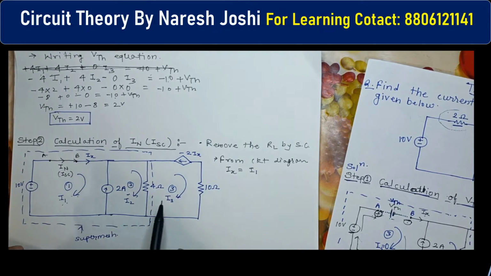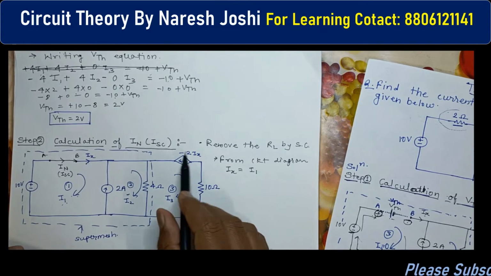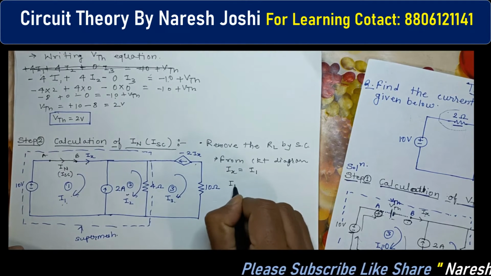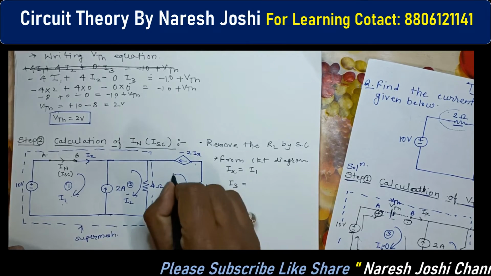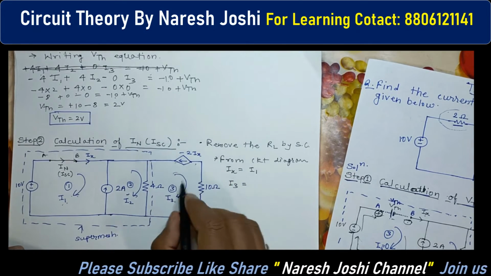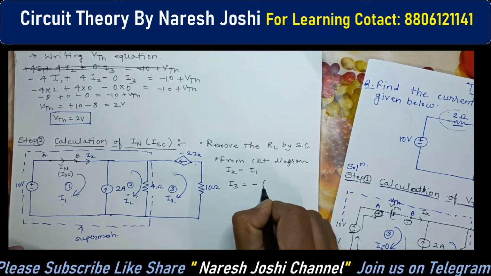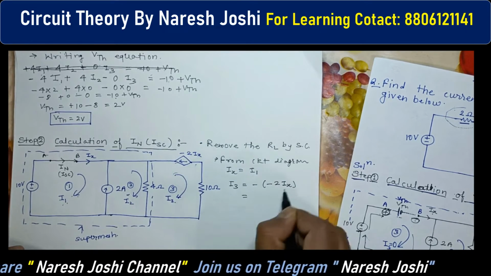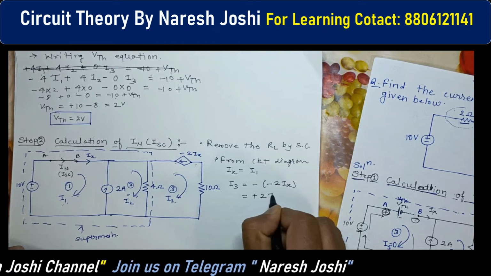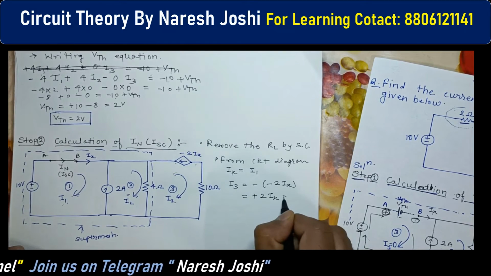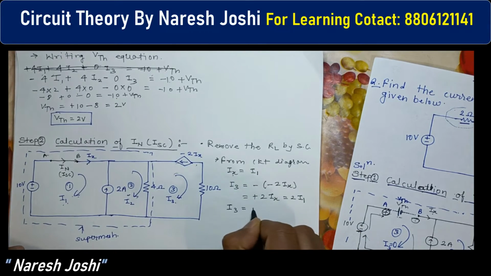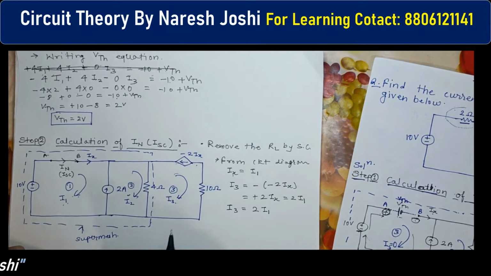And another thing we can write down. Here we can directly write down I3 because it is present in the outside branch. So I3 equals, here I3 is in the clockwise direction and this direction is opposite to the I3. So I will write here minus, and this magnitude is minus 2Ix. When I simplify it, it's plus 2Ix, and we know Ix equals I1, so I will write here I1. So the value of I3 equals 2I1. Okay, so this is the first case.